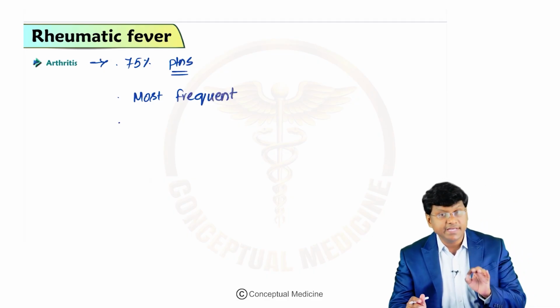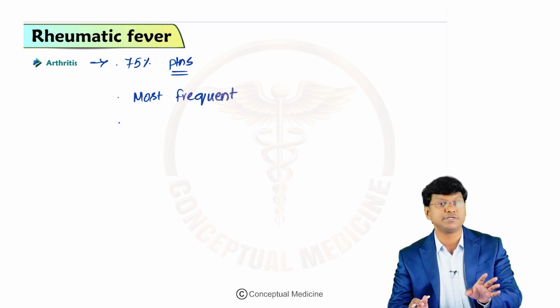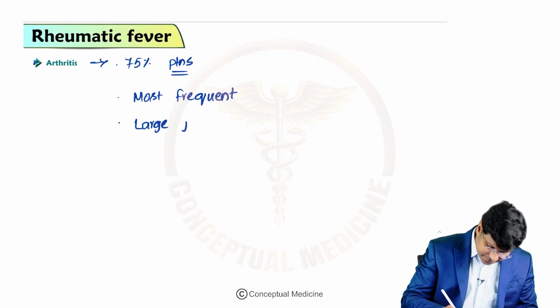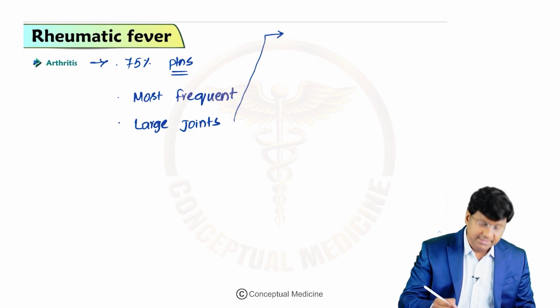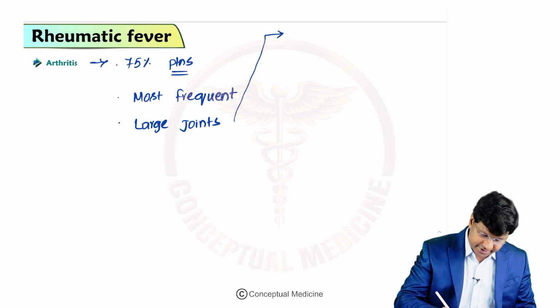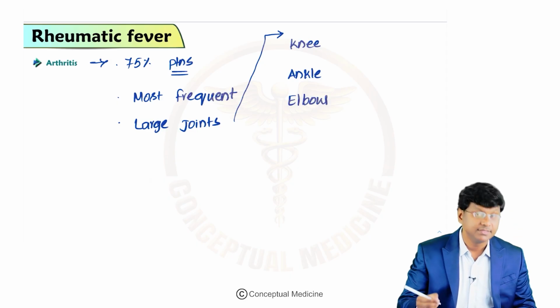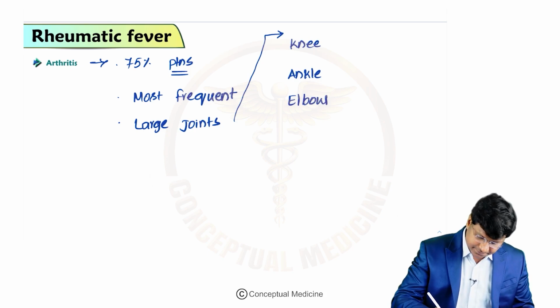Any joint may be affected, but the most commonly affected joints are the large joints. What are these large joints which are commonly affected? The large joints commonly affected include the knee, ankle, then elbows, and then followed by that wrist.